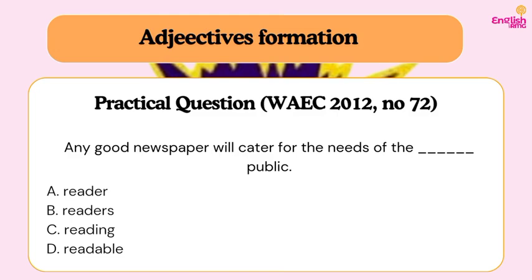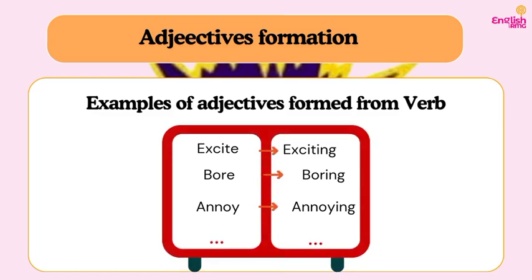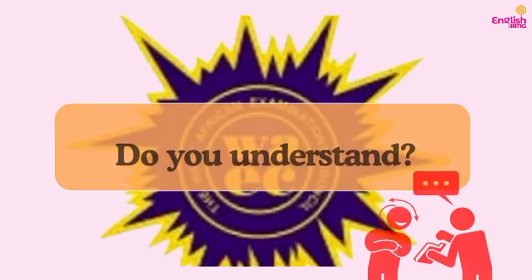Then we have readable. That's an adjective. But if you say readable, then you'll be referring to maybe a book. It is readable. You cannot say readable public. Do you understand? So remember that I also said that some adjectives are formed from verbs, like exciting, boring, annoying. The fact that it has ing does not mean that it is not an adjective. Do you understand? So the only option that fits into this context is what? The needs of the reading public. So our answer is going to be what? C, reading. Any good newspaper will cater for the needs of the reading public.